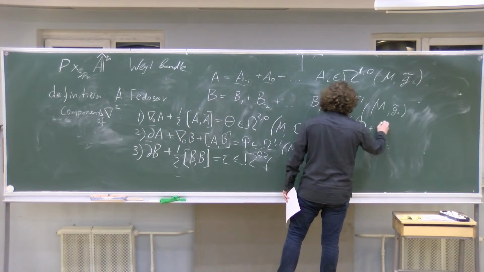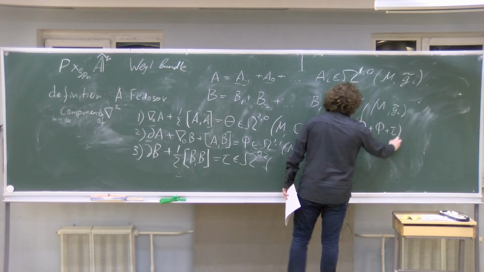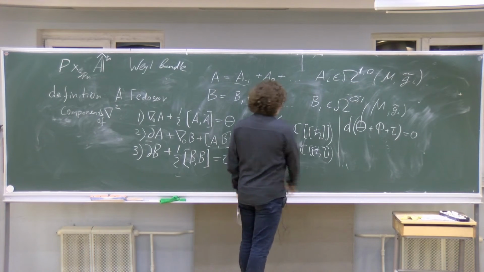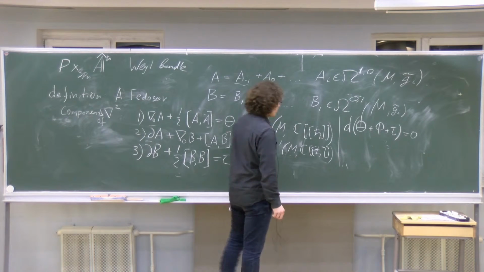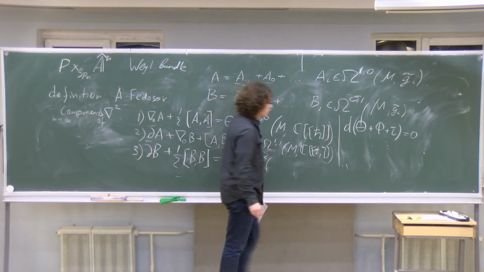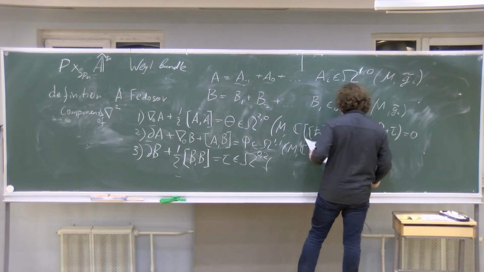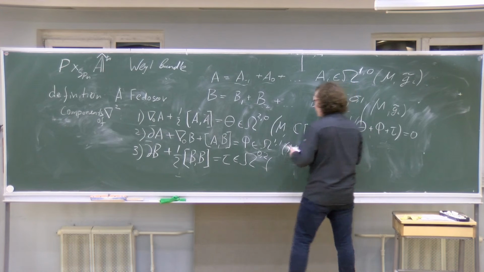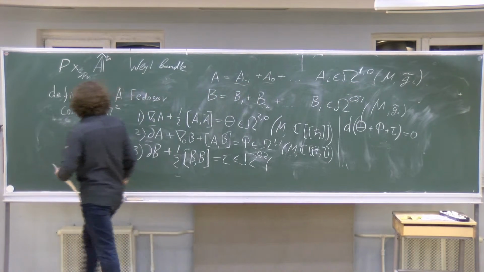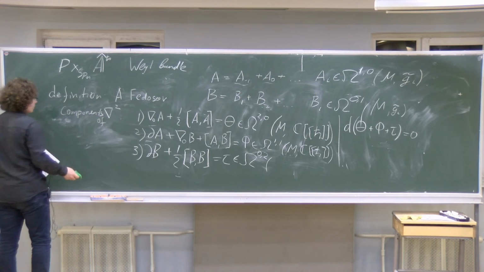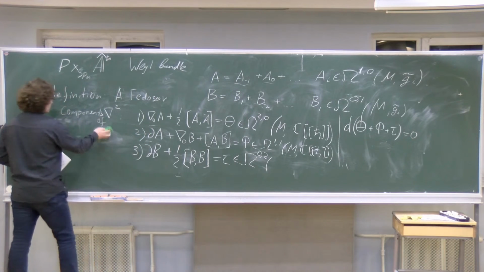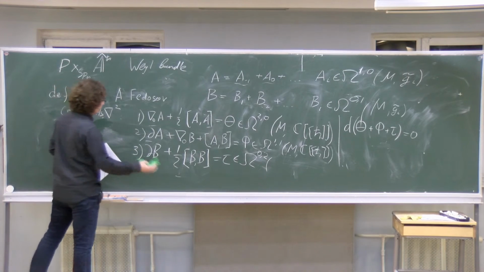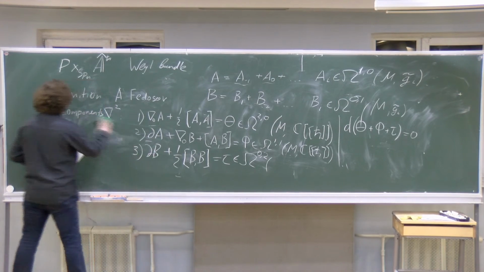The theta plus phi plus tau equals 0. So these components define some class in cohomologies. Well, I was going to give a theorem, but its proof is rather complicated, so I will give some sort of sketch of a proof.